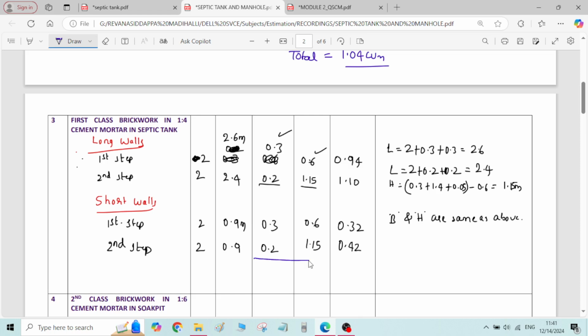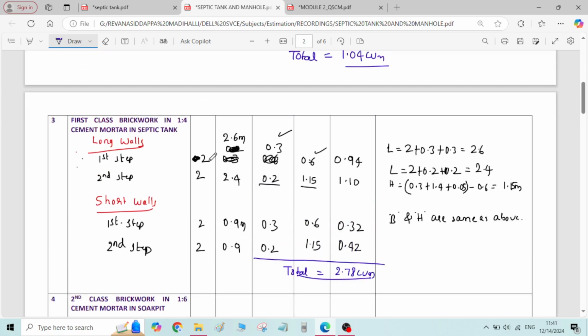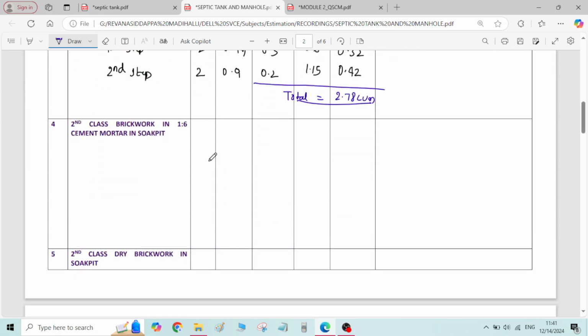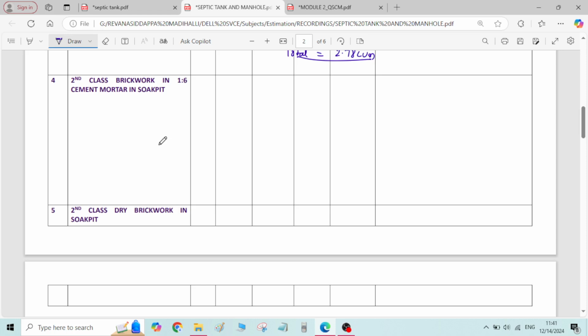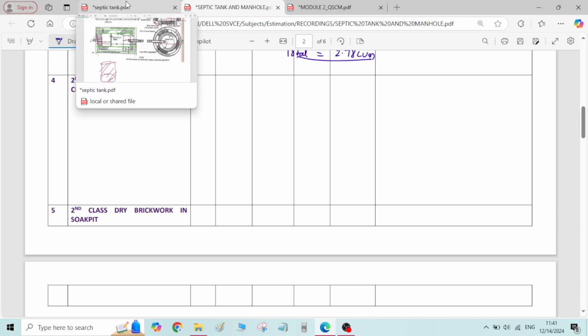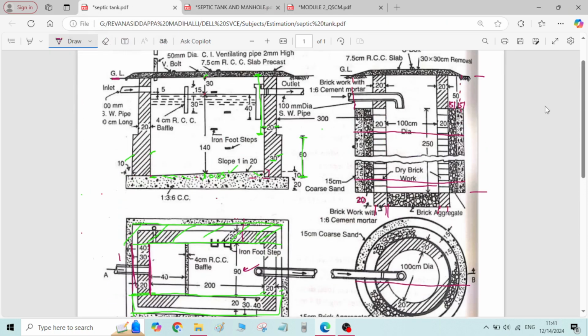Now you can calculate the total quantity of the masonry work. Total quantity is equal to addition of all these numbers, that you will get it as 2.78 cubic meter. Okay, this completes the calculation of first class brickwork in 1:4 cement mortar in septic tank. Next item of work is second class brickwork in 1:4 cement mortar in soak pit. Let me erase all these things.